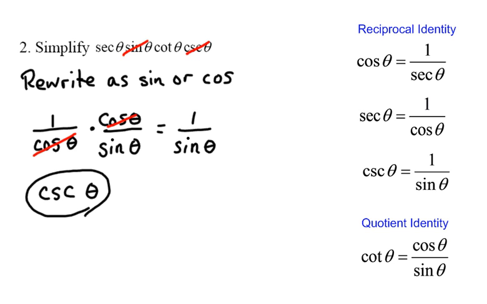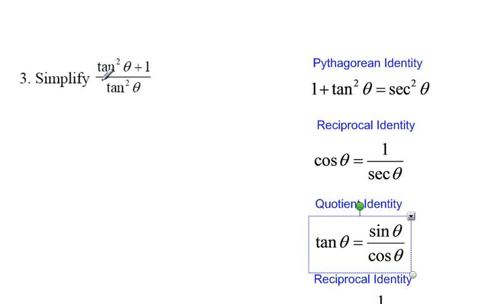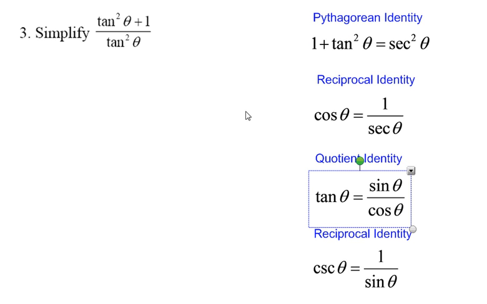Okay, next up, Number 3 says simplify tangent squared theta plus 1 over tangent squared theta. Now, we're going to make use of some identities here once again. The Pythagorean identity states that 1 plus tangent squared theta equals secant squared theta. The reciprocal identity that we're going to use states that the cosine of theta equals 1 over the secant of theta. Quotient identity states that tangent of theta equals sine of theta over cosine of theta, and the reciprocal identity states that the cosecant of theta equals 1 over the sine of theta.